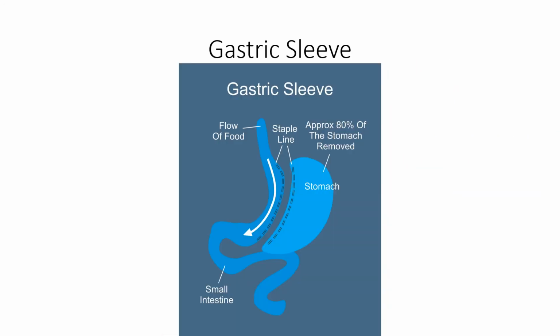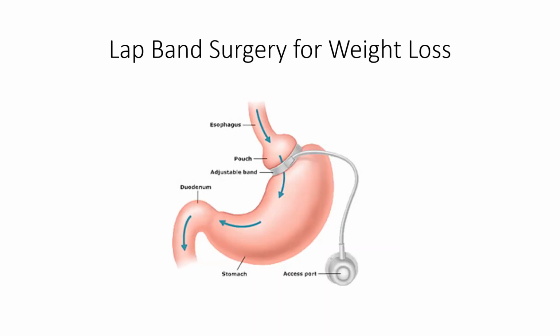Another common form of weight loss surgery is gastric sleeve. Notice here a good portion of the stomach is removed. And yet another one is called lap band surgery. It's basically a little belt that goes around the stomach and controls how much food can go in there. The goal of all three of these surgeries is weight loss, which may be necessary for someone who is at high risk for, say, diabetes mellitus, heart disease, things of that sort.